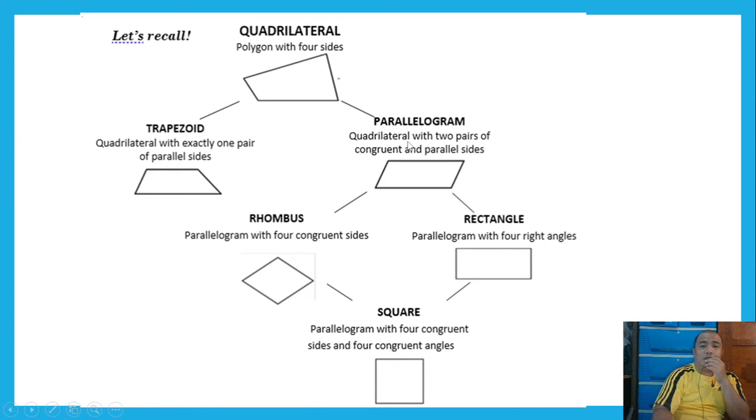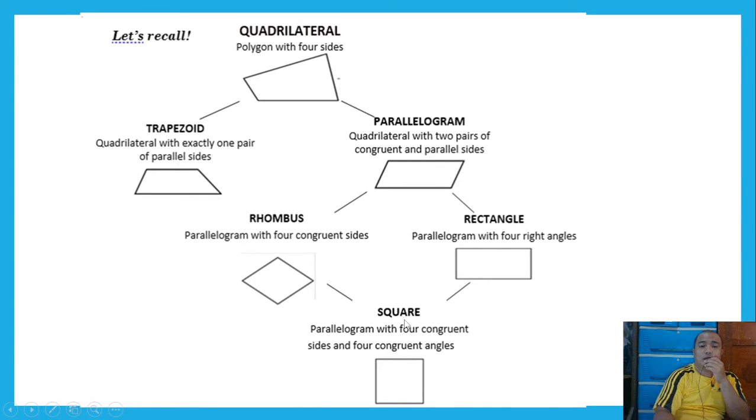Whereas a parallelogram is a quadrilateral with 2 pairs of congruent and parallel sides. Okay, 2 pairs naman. So, that side is parallel to that side, at the same time congruent. This side is congruent to that part, and at the same time they're parallel. Now, under parallelogram, we also have rhombus, rectangle, and square. So pag rhombus, it's a parallelogram with 4 congruent sides. Pag rectangle naman, it's a parallelogram with 4 right angles.